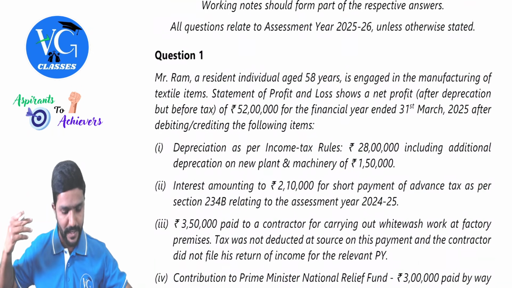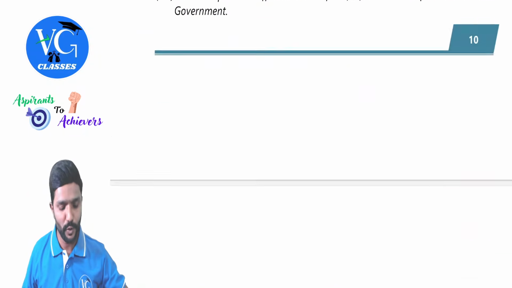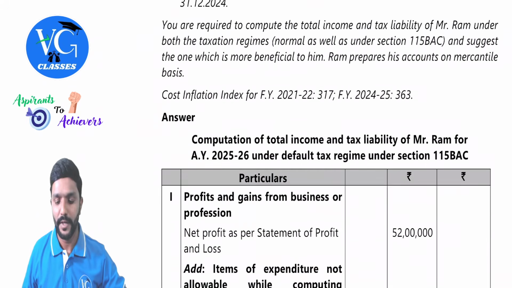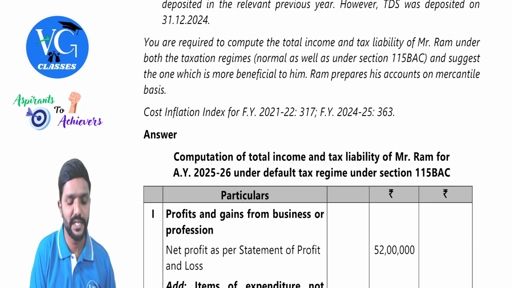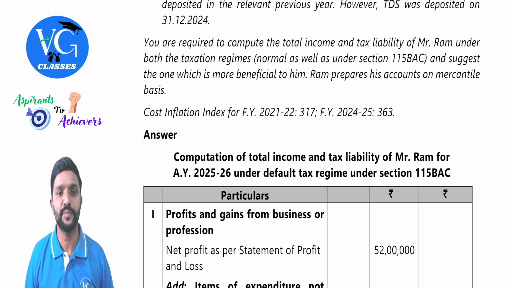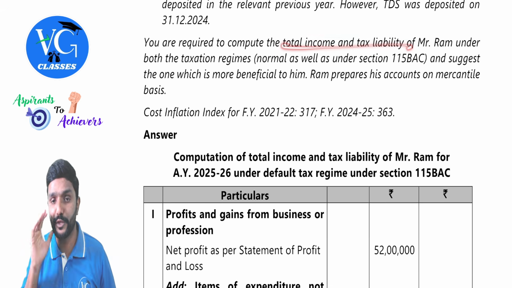Yeah, this is the income tax part. Question number 1 is on total income calculation. Before reading the information or the data, go and read the requirement first. You can see it here, in the last paragraph: you are required to compute the total income and tax liability both. Okay, they have asked both.